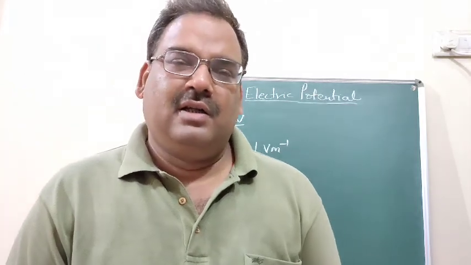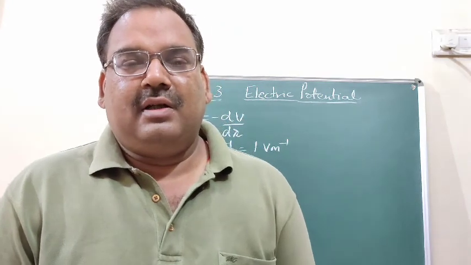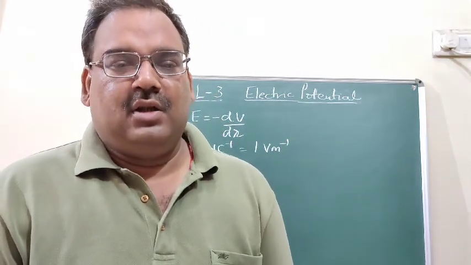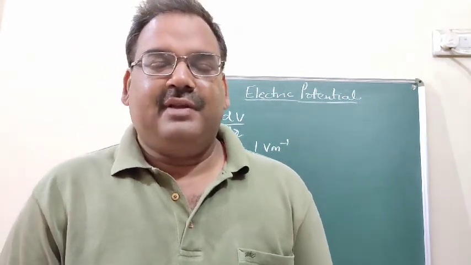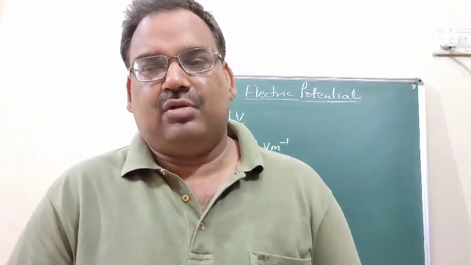Dear students, we had discussed potential gradient in the last video, and we found the relationship between the electric field and the potential gradient. So E is equal to minus dV upon dr. We will continue with the same topic in this video also. So first, what is potential gradient?